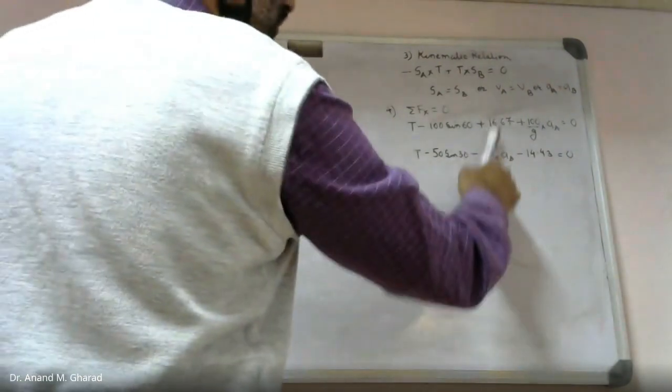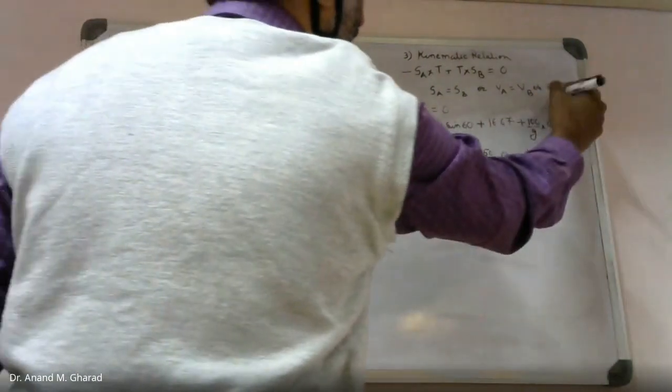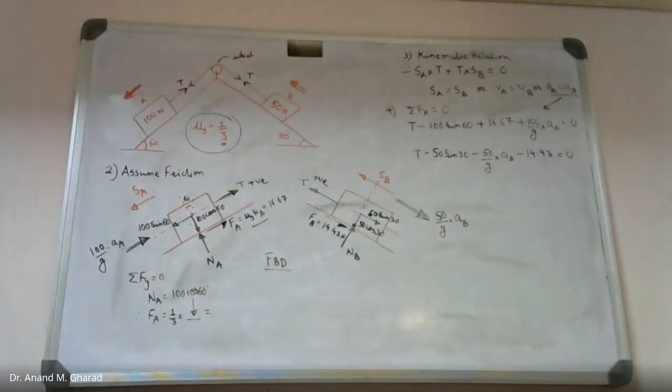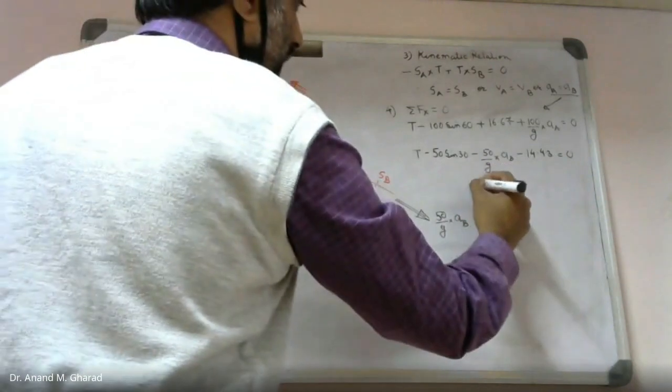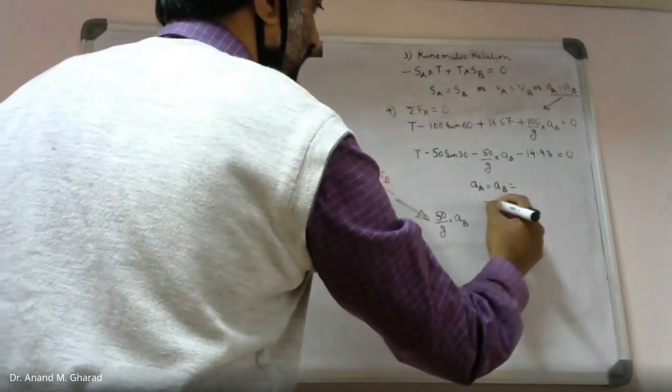Then you solve these two equations by substituting AA equal to AB. Okay? Based on that, you calculate AA and then T.